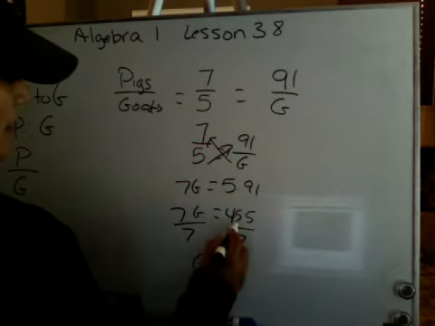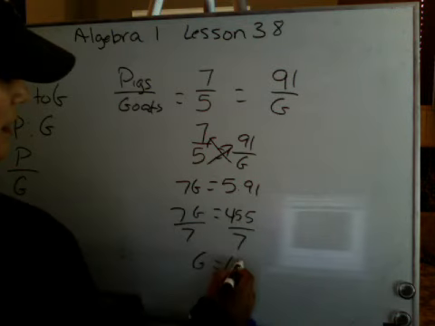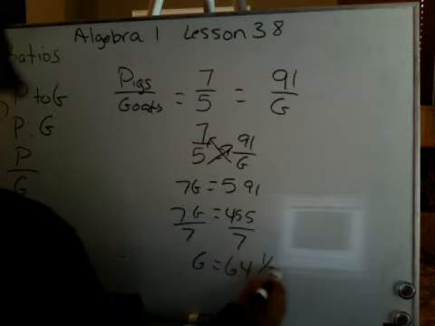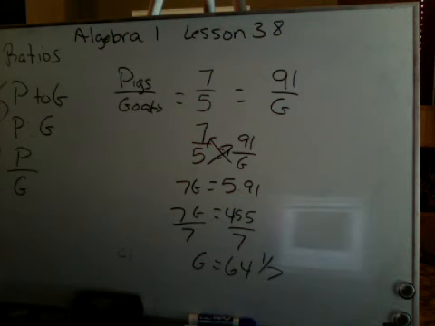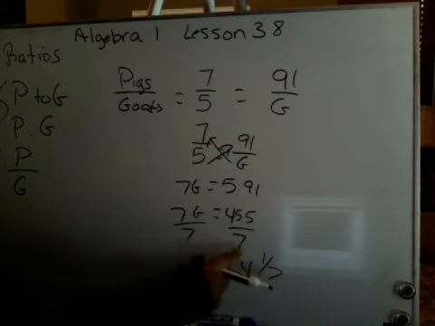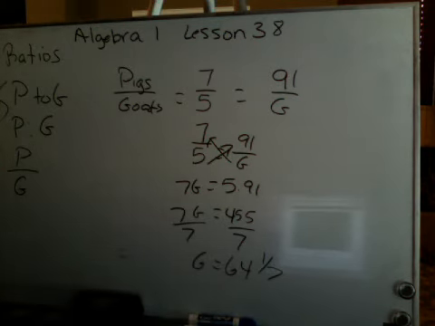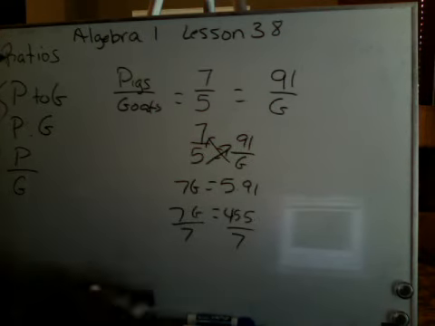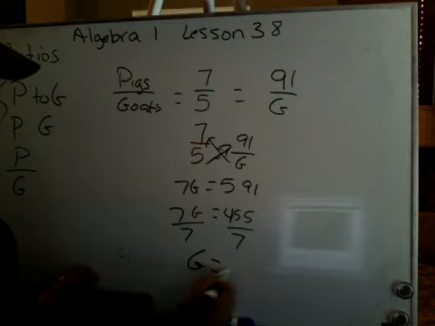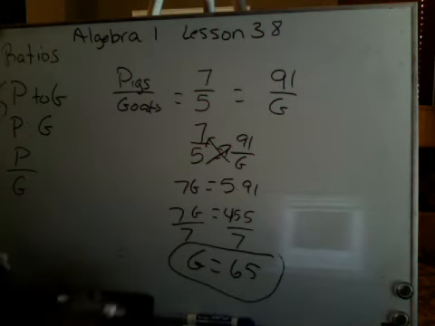So it's 455 over 7, or you can leave it at 455 over 7, whichever one. Actually, I did some bad math here, but it comes out to g equals 65 if you divide it out. So I was trying to do that in my head.